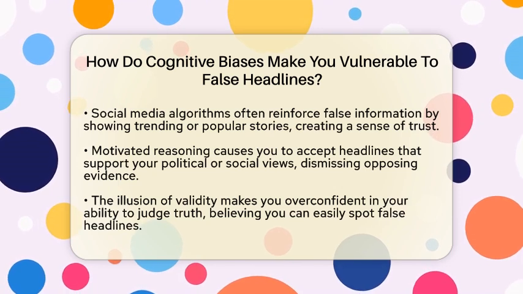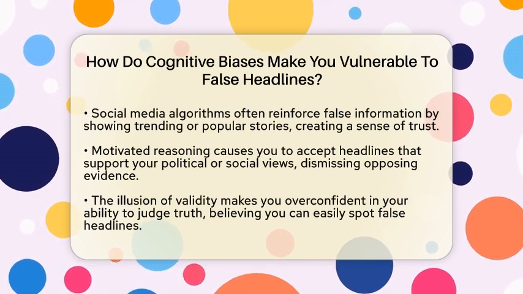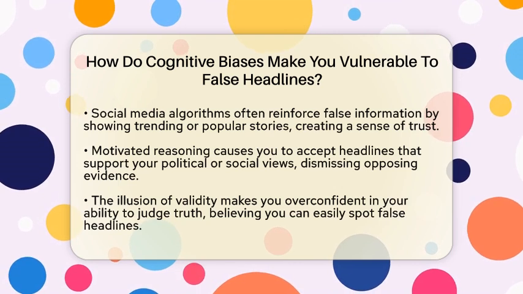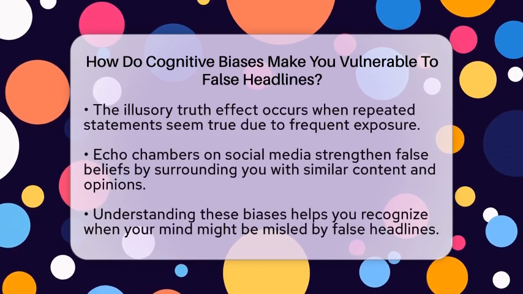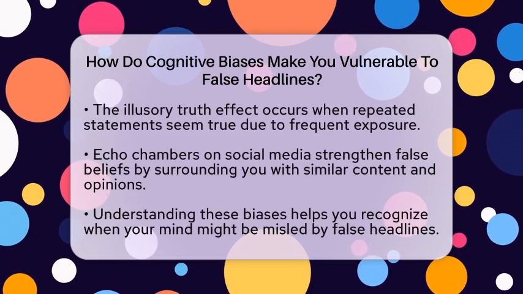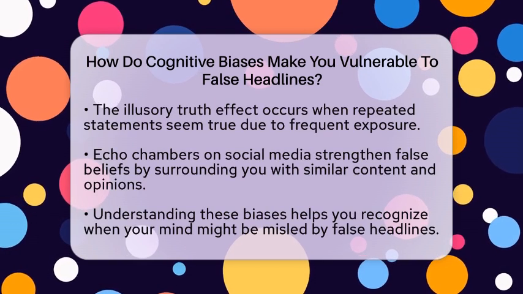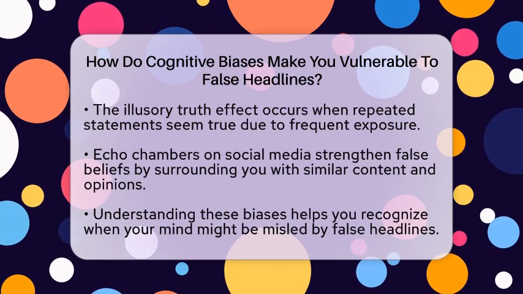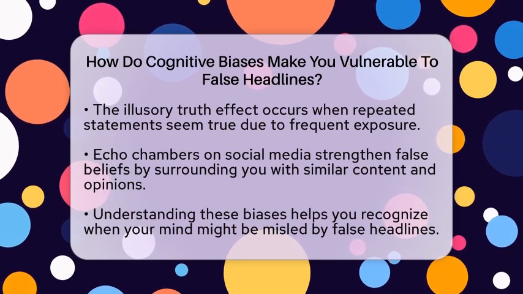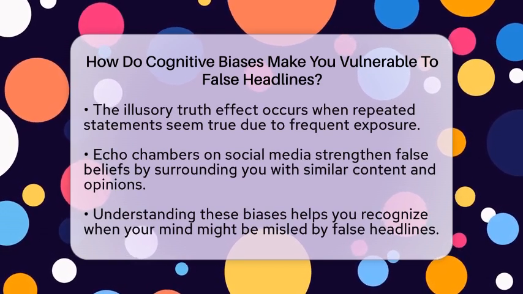Motivated reasoning is another factor. If a false headline supports your political or social beliefs, your brain is more likely to trust it. You might dismiss evidence that contradicts your views and only focus on information that confirms them. This makes it easier to fall for misinformation that aligns with your identity or opinions.